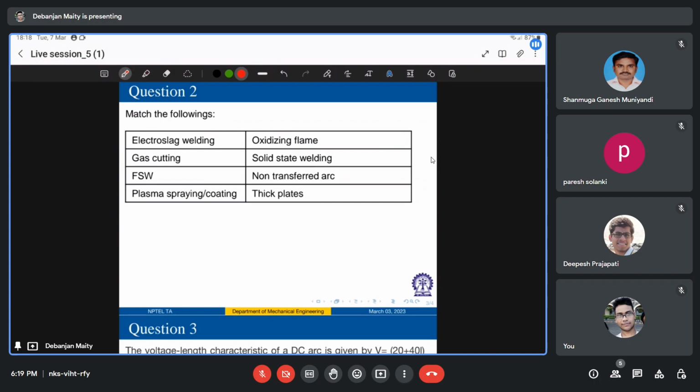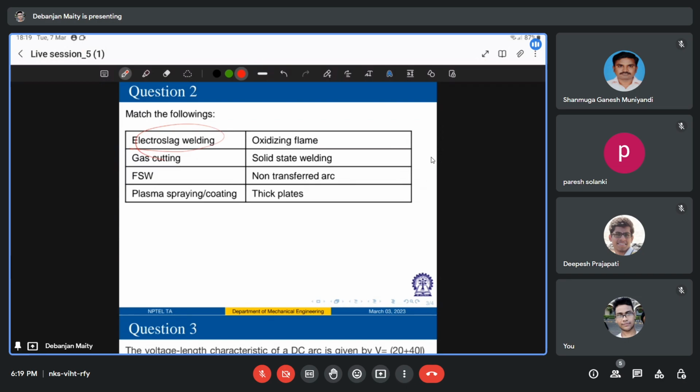So for electro slag welding, this process is particularly suitable for welding of thick plates. It is not suitable for welding thin or ultra thin sheets, because this can melt the sheet completely, and the properties will go away if you are completely melting the sheet metal. So initially the plates to be welded are set up vertically. Let us not bother about the schematic anyhow.